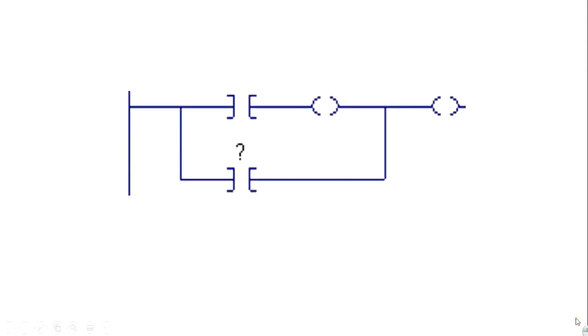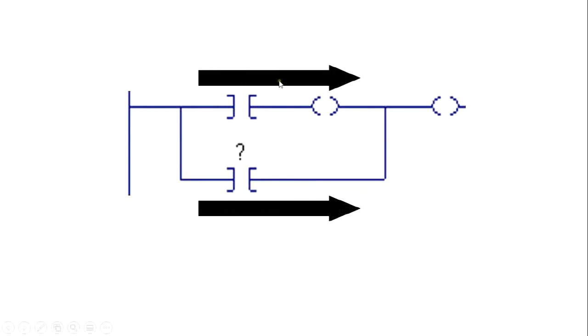Then we get the program flow. Here we have rungs. How does the program flow operate? Always it operates left to right, top to bottom, no exception. That's the way it goes. Here we have a rung and a branch, and the program flow is identical. Left to right, top to bottom.